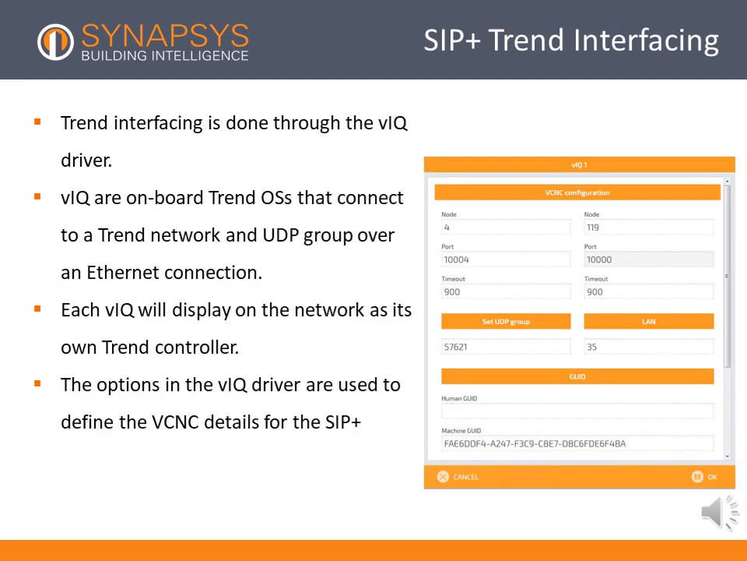To interface to a trend network, create a VIC driver. The VIC driver allows up to 100 outstations to be created as unique trend devices on the network. Use the COM settings to define the node and port information of the two onboard VCNCs, the UDP group and the LAN number. The human GUID can be entered here as per the site requirements. When configuring the VIC driver, ensure the UDP group is set the same as the devices that the SIP+ will be communicating with. All LAN addresses on that UDP group must be unique.